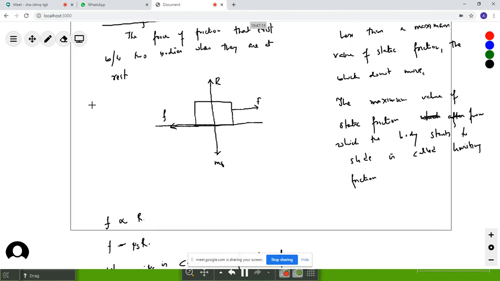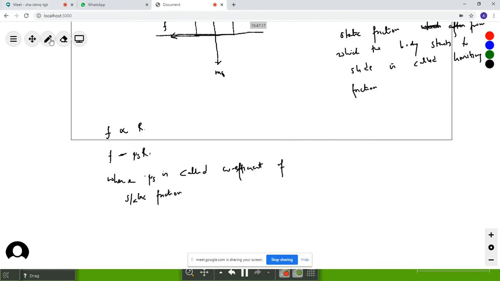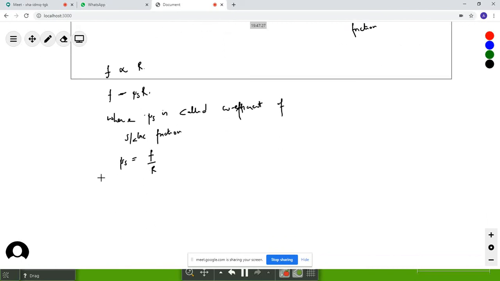Okay. So wait, before that, one more thing. What do you think will be the unit of mu S? You see, F by R. What do you think its unit would be? So unitless. Dimensionless. Mu S is just a ratio. Okay, dimensionless, no unit.